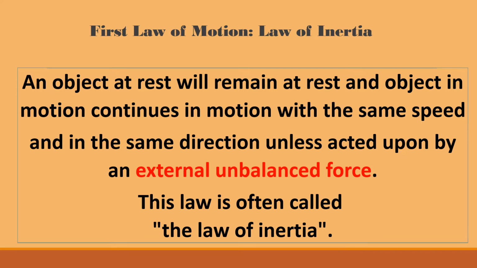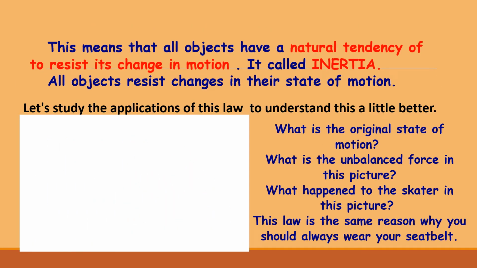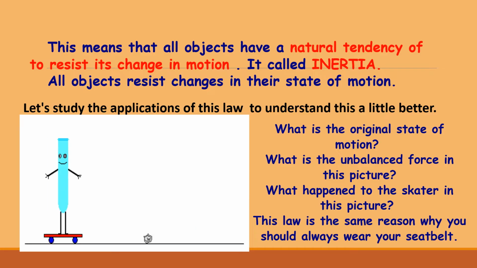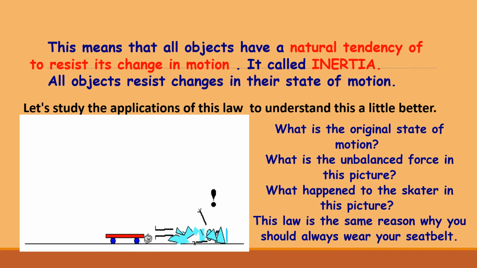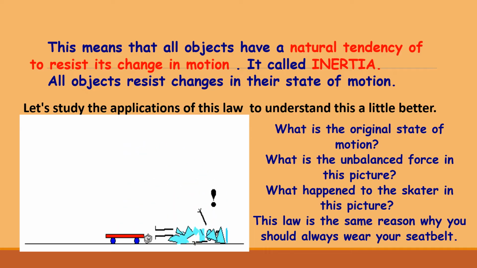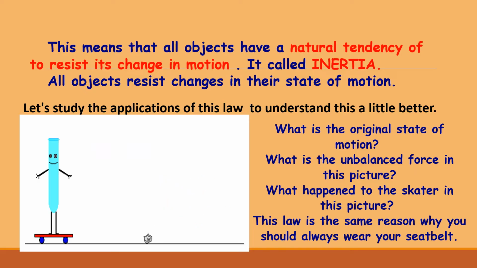The first law of motion is also called the law of inertia. This states that an object at rest will remain at rest, and an object in motion continues in motion with the same speed in a straight direction unless acted upon by an external unbalanced force. The first law of motion means that all objects have a natural tendency to resist change in motion. This natural tendency of an object to resist change in motion is what we call inertia. This means that all objects have inertia. All objects resist changes in their state of motion.